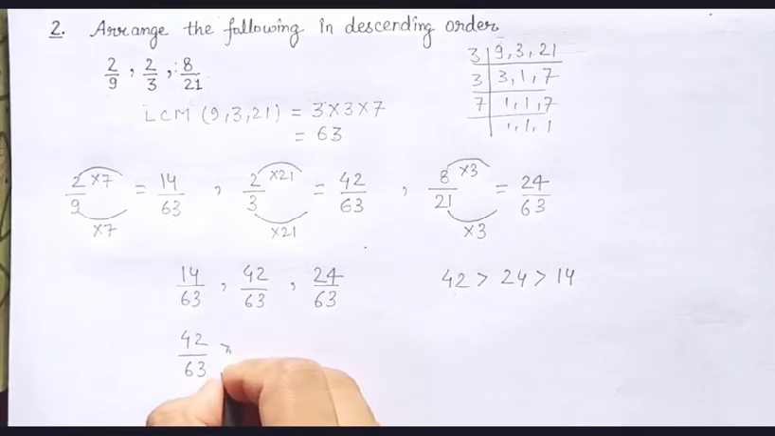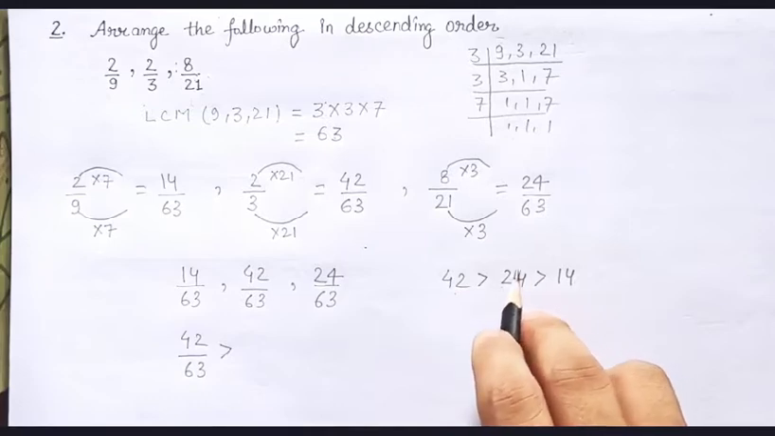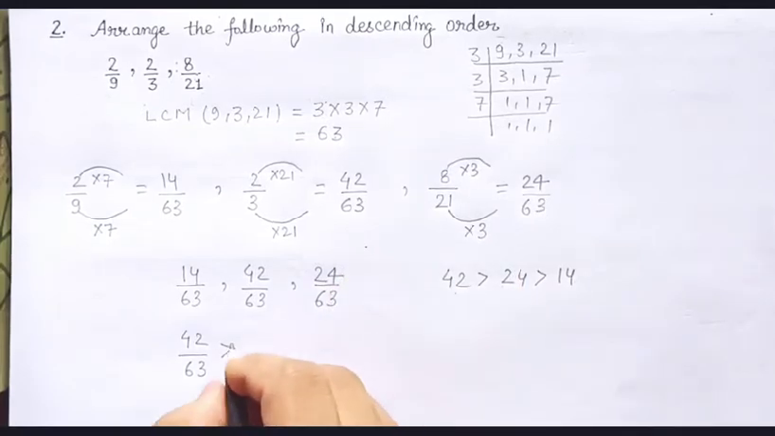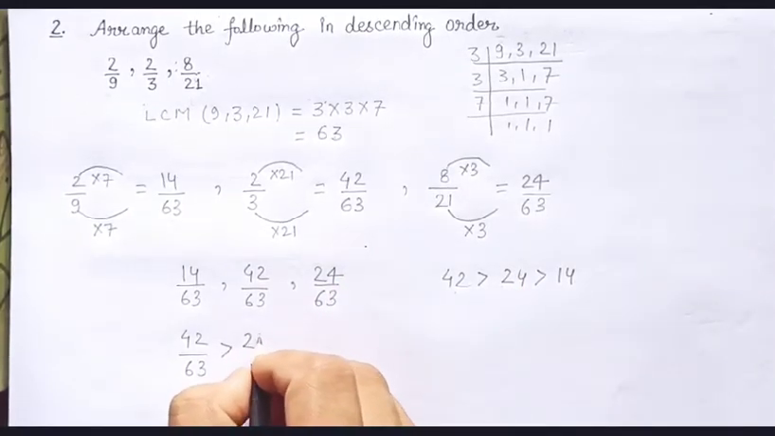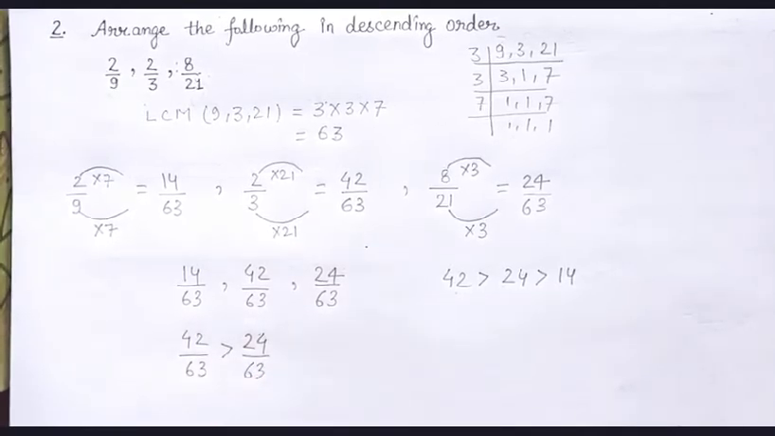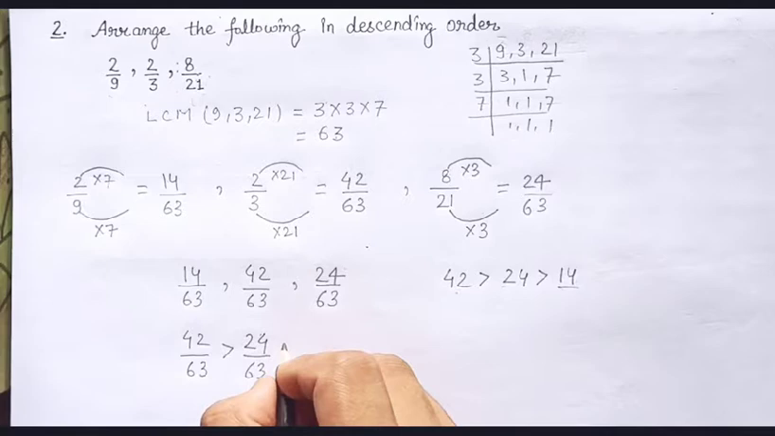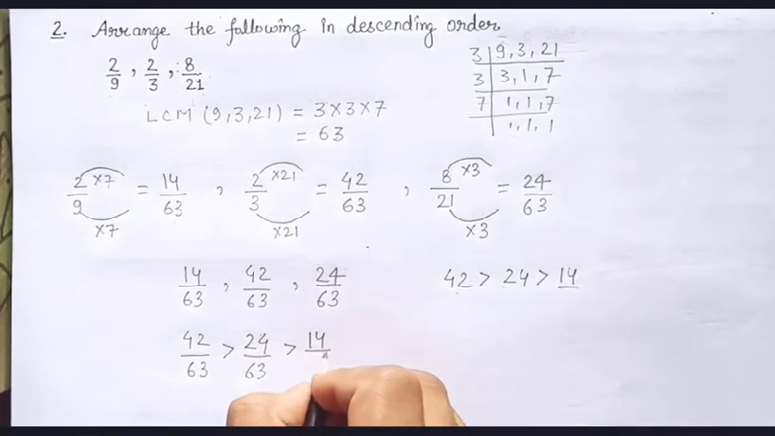Then comes the fraction with numerator 24. So here you can see 24 by 63, our second fraction, and the last fraction, which is the smallest of these fractions, is the fraction having numerator 14, that is 14 by 63.